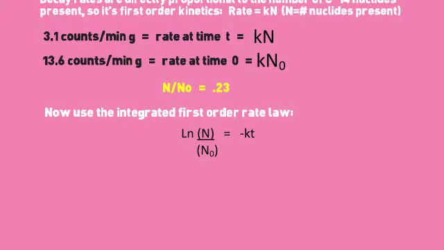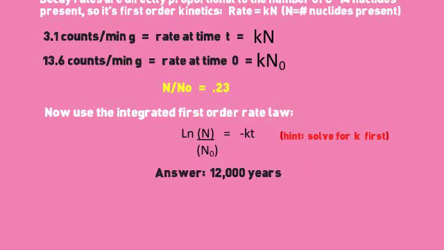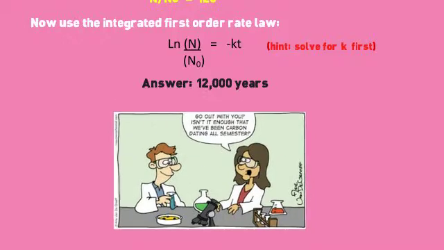If you pause and solve now, go for it. Here's the hint. Solve for k first. Try pausing again if you're stuck. Do it again. All right, here comes k. I'm not even going to show you k. The final answer is 12,000 years. You need to solve for k first, and then plug it all back in. You'll get 12,000 years.